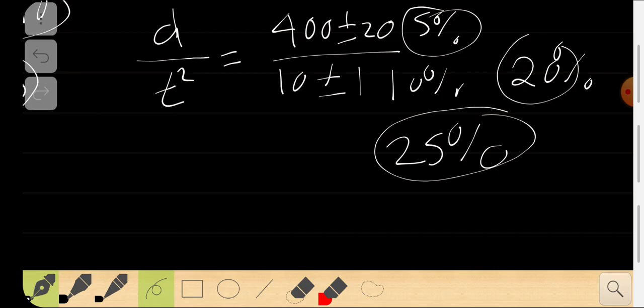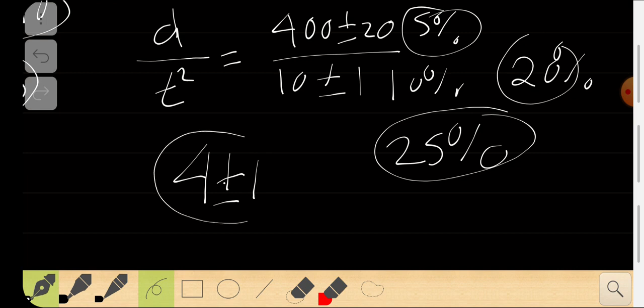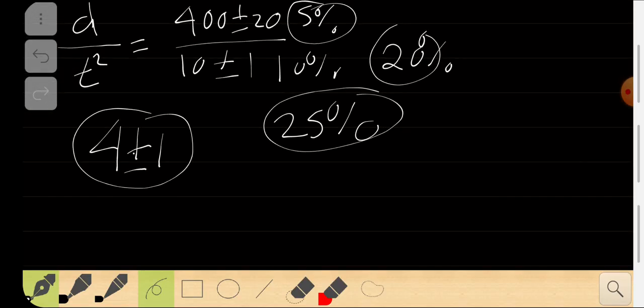So if you evaluate, you will get around 4, because 400 divided by 10 square is 100. So it's 4 plus or minus 1, that's 25 percent, right? So that's the limit of accuracy, and you can straightforwardly measure that. So that's an easy way of understanding error and how it propagates. That's a very easy and obvious way of understanding error.